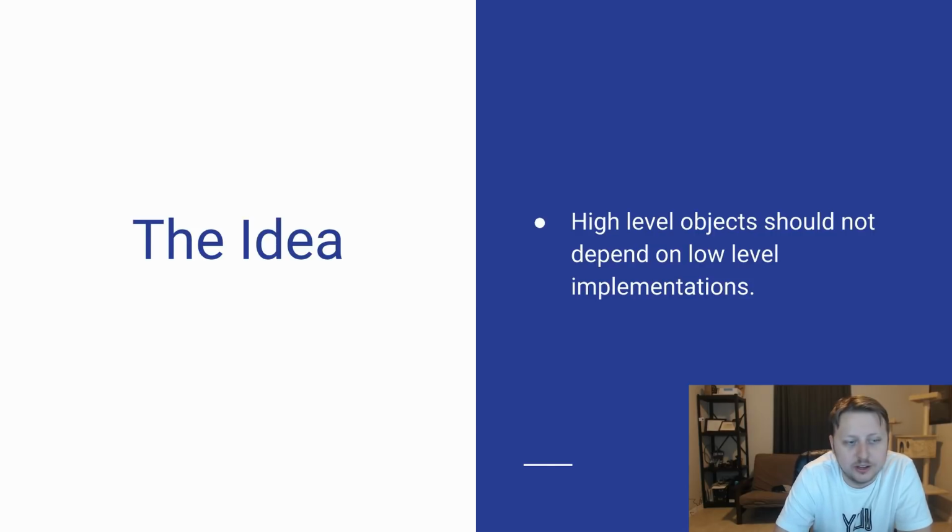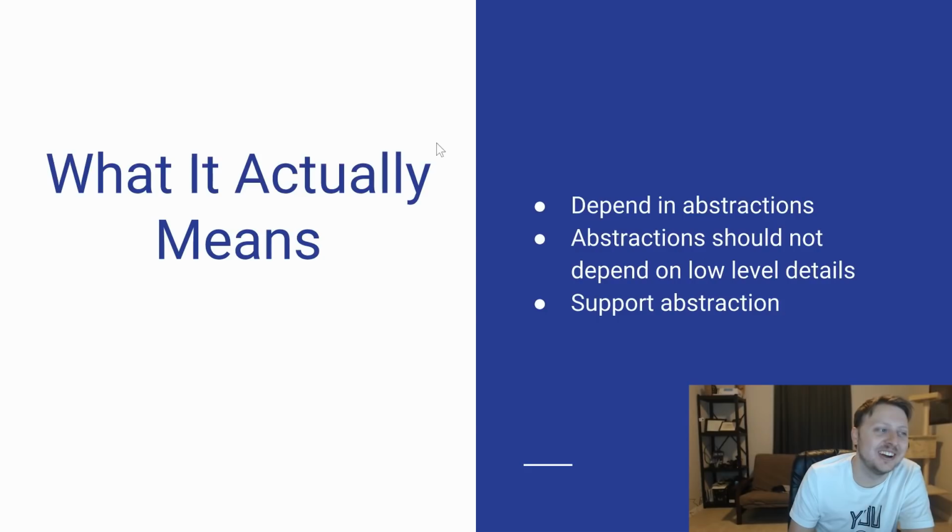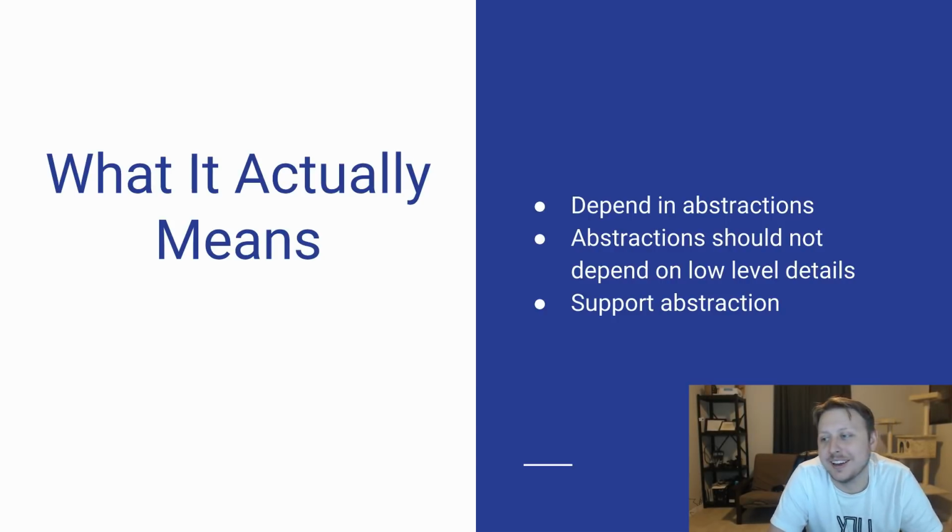High level objects should not depend on low level implementations, or high level modules should not depend on low level modules. Something very similar to that. And you might say, okay, so what does that mean? Well, three main things. We want to depend on abstractions, and abstractions should not depend on low-level details. And we just want to generally support abstracting our code.